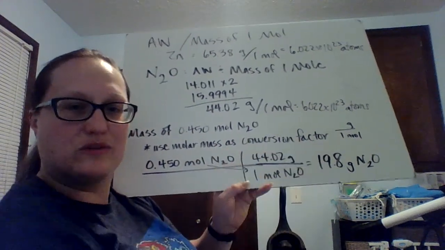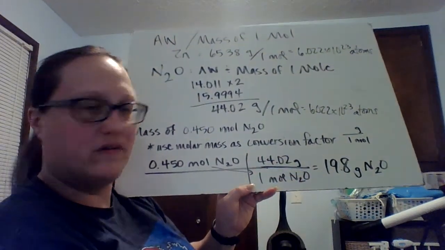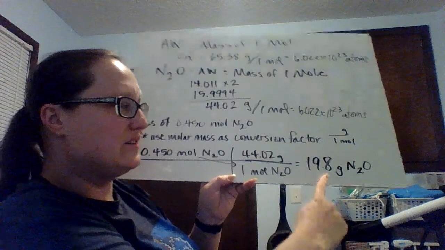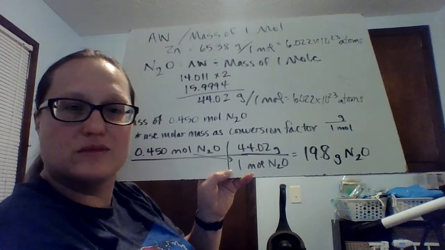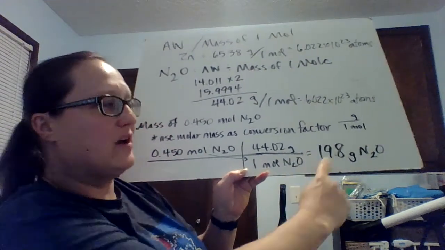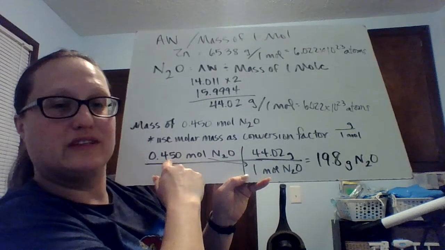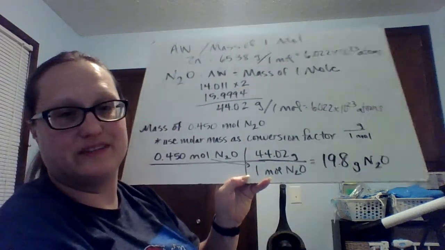So I'm just going to multiply. Everything across the top you multiply. If it's on the bottom, you divide. And so this tells me that 0.450 moles weighs 19.8 grams of N2O. I still have to worry about sig figs. This might not be what you get out of your calculator. But the starting number has 3 sig figs, so my answer is going to have 3 sig figs.